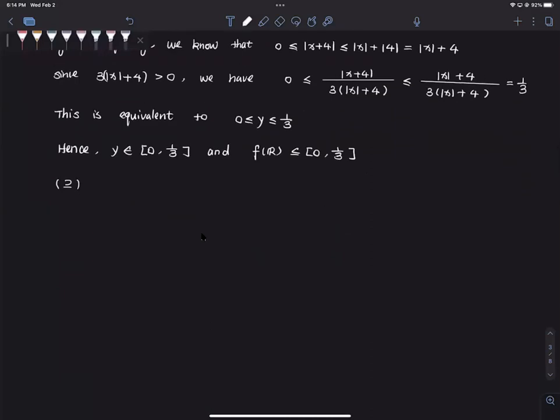Second part, again, okay, remember how I proved the second part? So now let's suppose y is a subset of the interval. Not subset, it's an element of the interval.